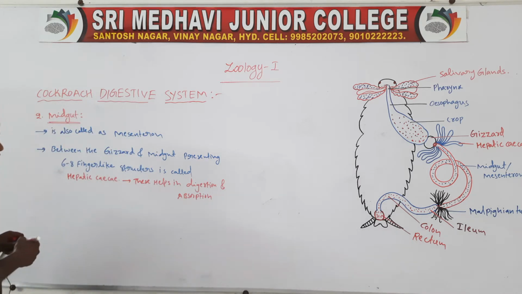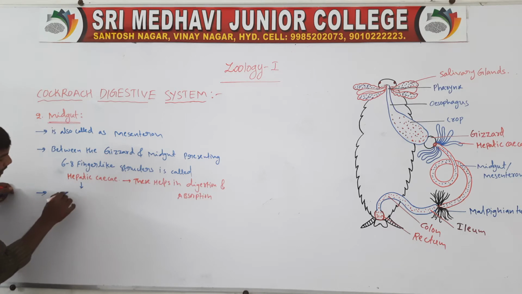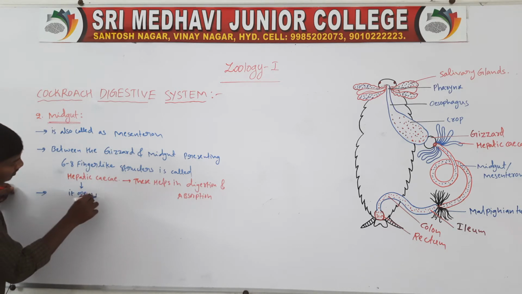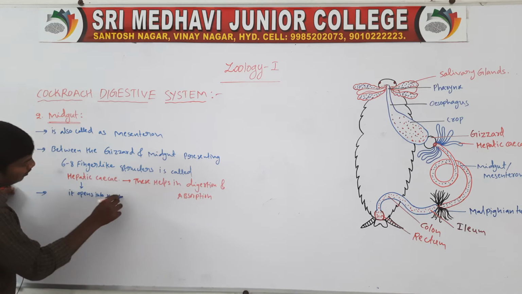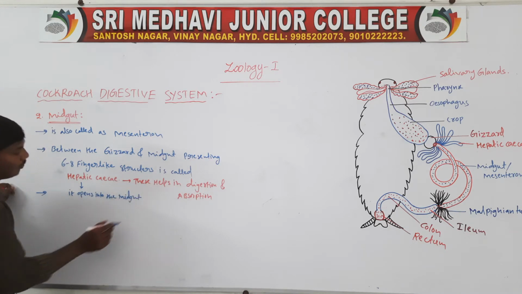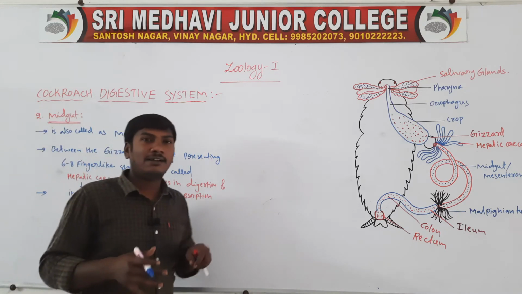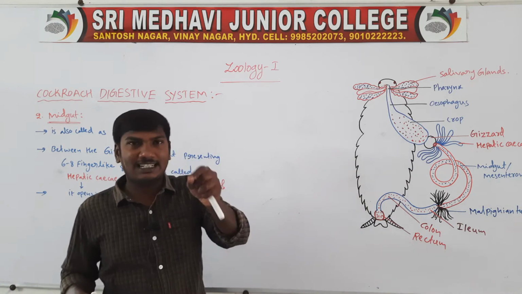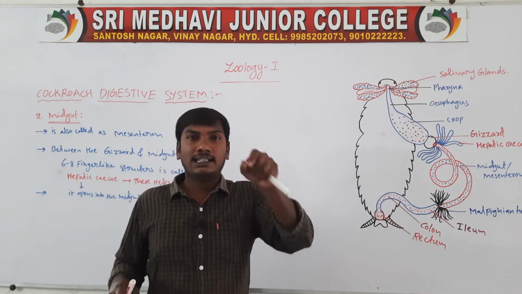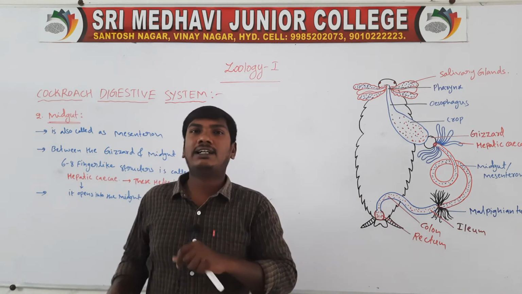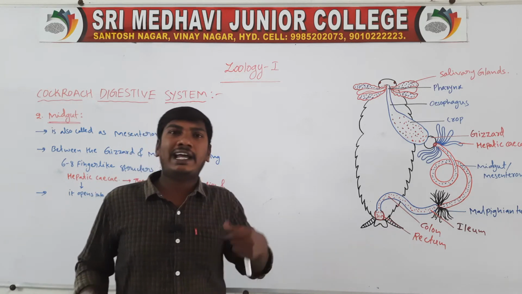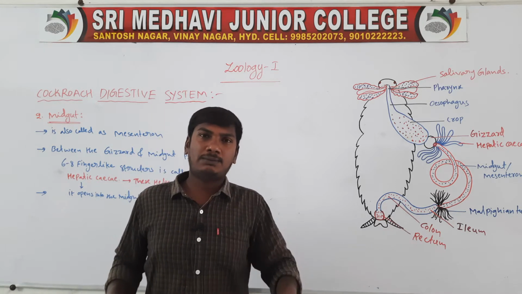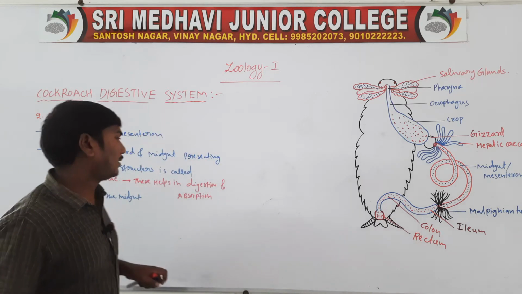The hepatic caeca open into the midgut. Between the gizzard and midgut, the 6 to 8 finger-like structures are called the hepatic caeca. These hepatic caeca open into the midgut. Next, their function is to help in digestion and absorption.